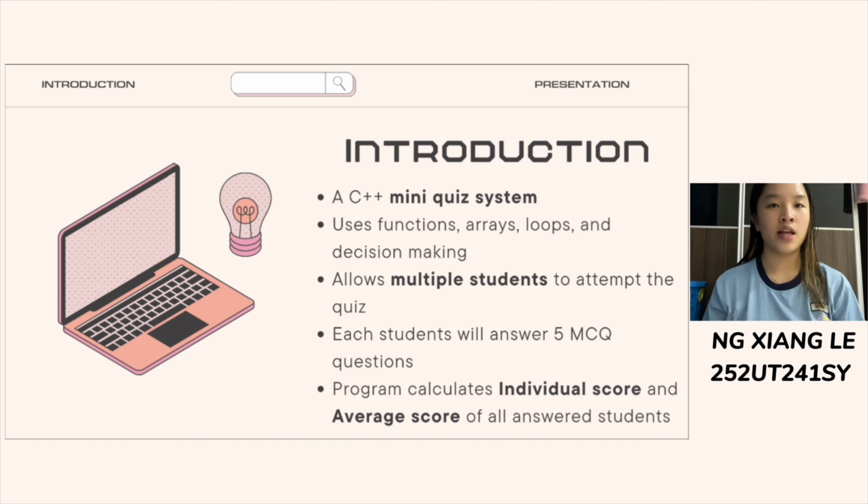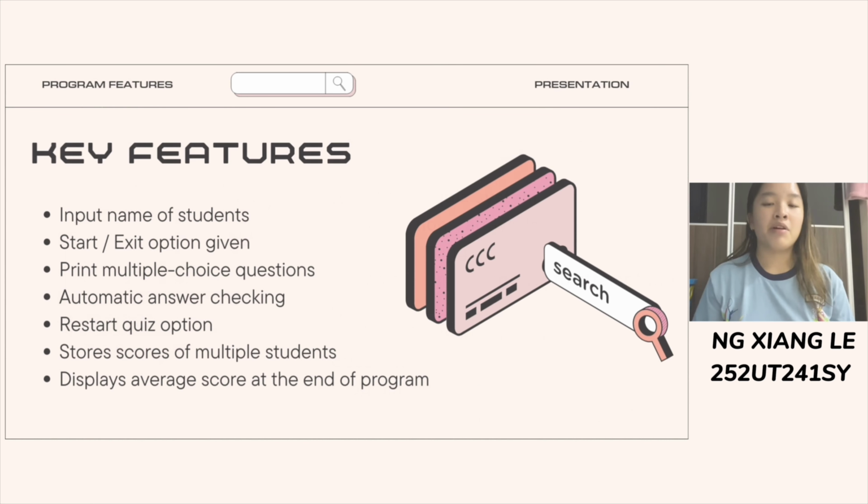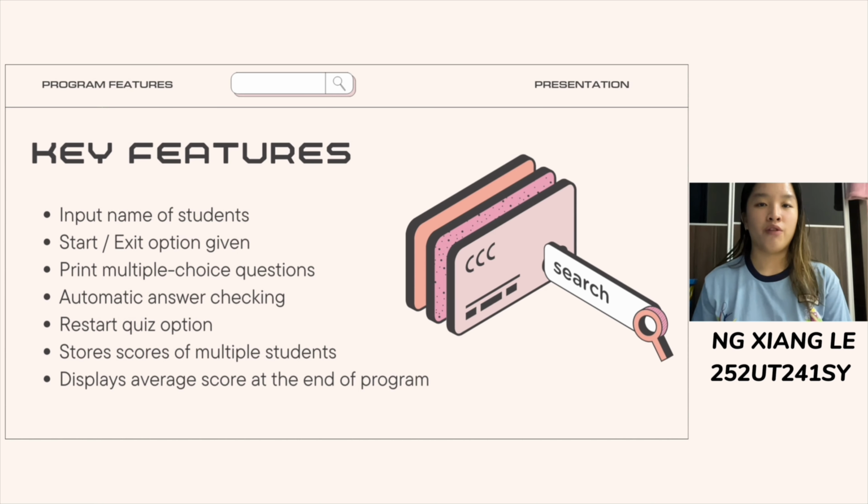Each student can answer five multiple choice questions. After a student completes the quiz, the system will calculate the individual score and the average score for all students. Now I will explain the key features of our program.